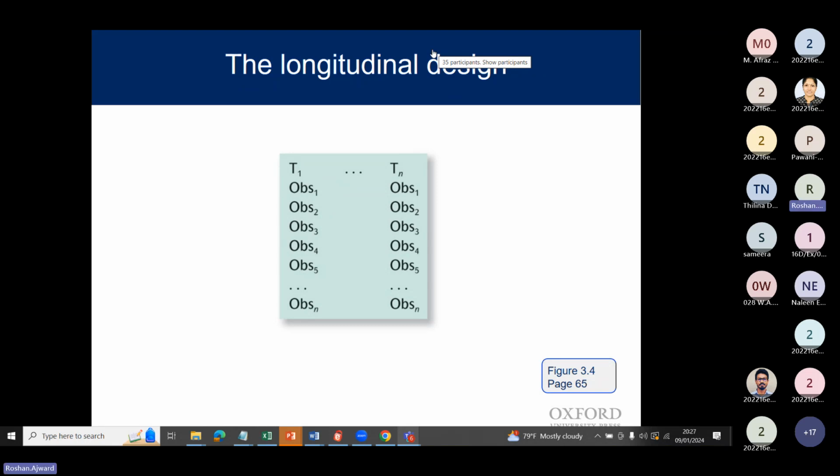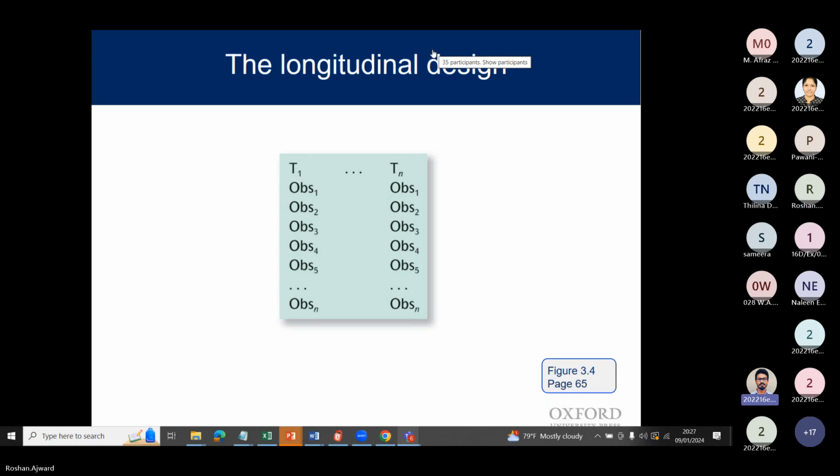Right. So how about others? Now I have taught you 3 designs. What are the 3 designs? The experimental design, the cross-sectional design, and the longitudinal design.